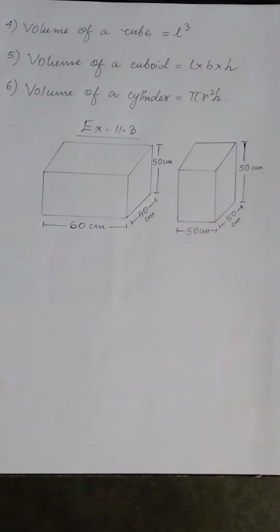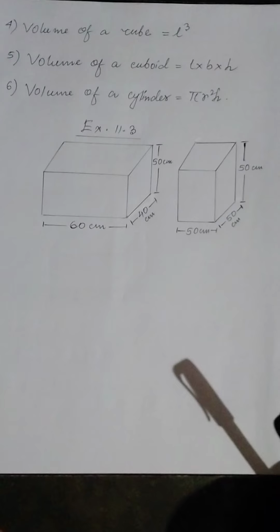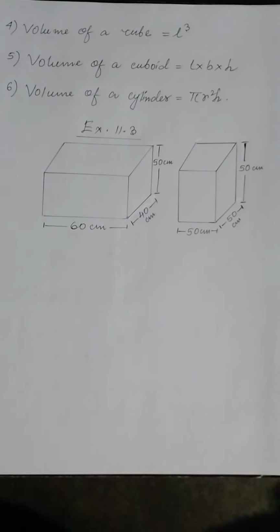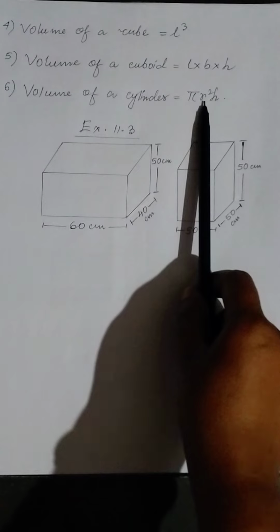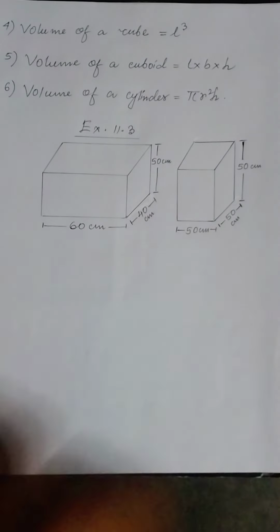Volume of a cube is L cube. Volume of a cuboid is length into breadth into height. And volume of a cylinder is pi r square h. Here L means the side of the cube. Here L means length, breadth, height. Pi means 22/7. R means radius of the base of the cylinder. H is the height of the cylinder. Understood? It is all about your formula.